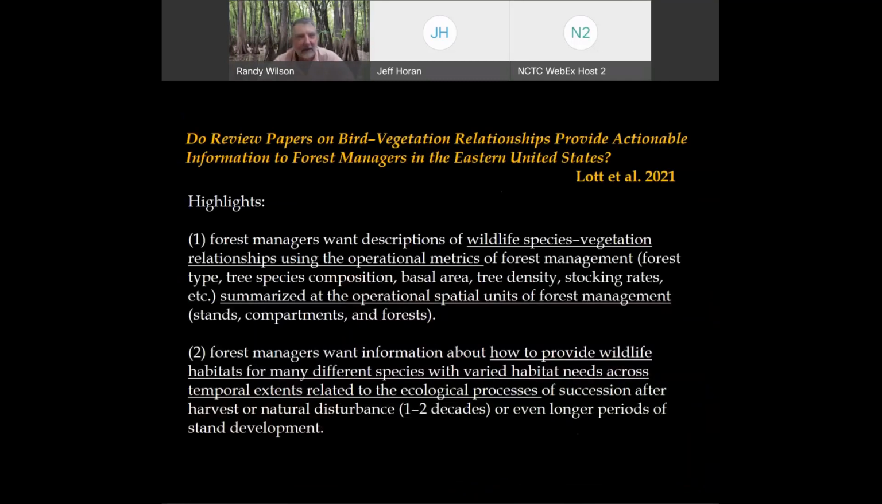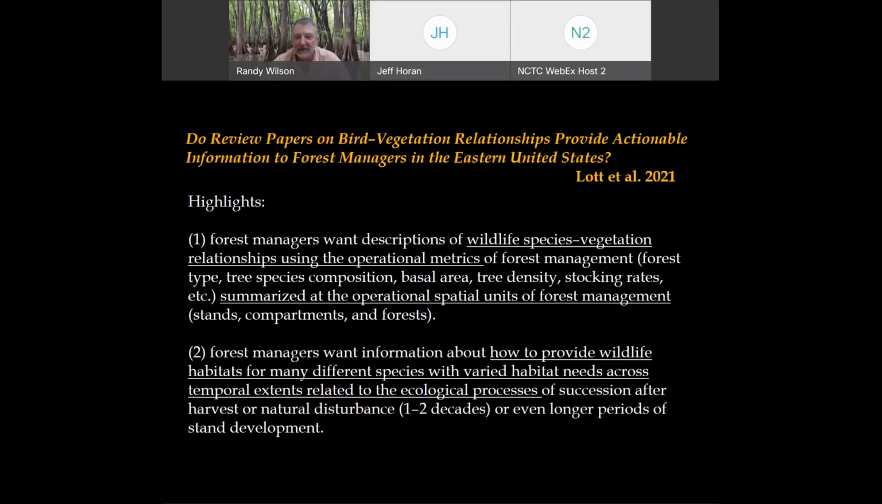And so a recent paper by Casey Lott et al. reinforces a couple of things that I want to leave you with. What they found was that forest managers are desiring descriptions of wildlife species and vegetation relationships using the operational metrics surrounding forest management: forest types, composition, basal area, tree density. Us as birders, and I'm guilty of it, when I was doing research, we measured minutiae, like how far a nest was out on the limb. It's hard to translate that into forest management prescriptions from the forestry perspective.